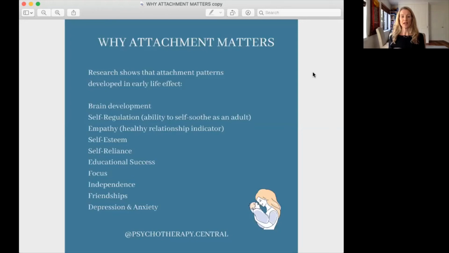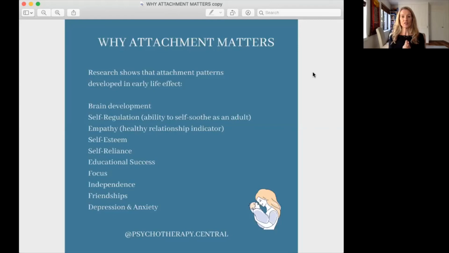The capacity for empathy is stronger in securely attached people, which is one of the indicators of being able to have a healthy relationship, is being able to have empathy for other people. Self-esteem is affected. Self-reliance is stronger with people with secure attachment. There's often more educational success, more ability to focus, independence, friendships are stronger, and there's less depression and anxiety. So those are all variables.